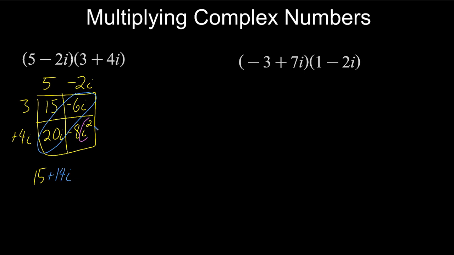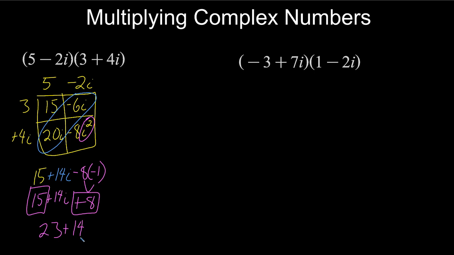Now we've got to remember that instead of just writing i squared, we want to make that a negative 1, because we know that i squared is negative 1. So that's negative 8 times negative 1. When I simplify that, that's going to become positive 8. Everything else is going to come right on down. And then I've got to combine these like terms. 15 plus 8 becomes 23 plus 14i. Go ahead and try that second example.